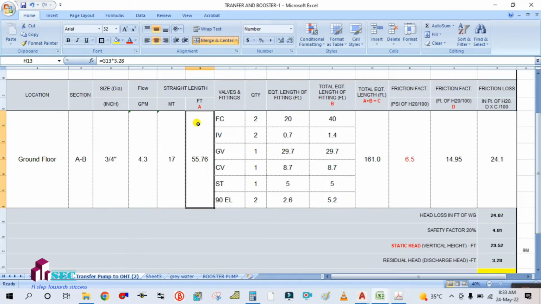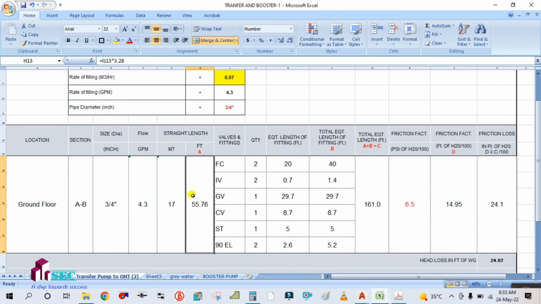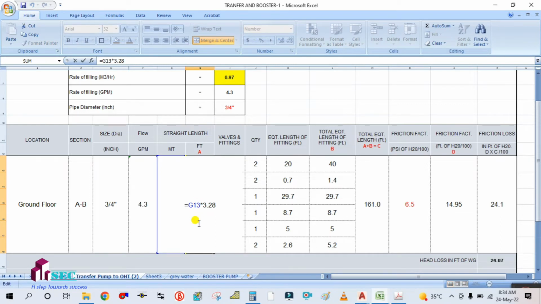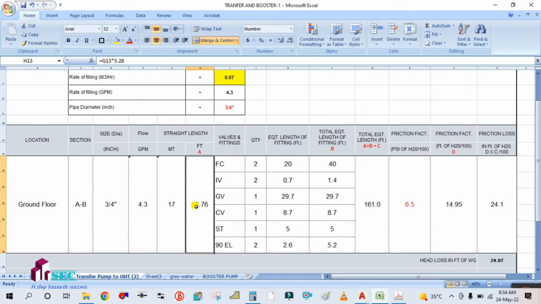Okay, and what about in feet? So this pipe length will be converted into feet. 1 meter is equal to 3.28 feet, so I am getting 55 feet. And this is the valve fittings, the fittings that come in the pump. I will show you where and how to get this length, and this is the quantity, how many of these fittings.